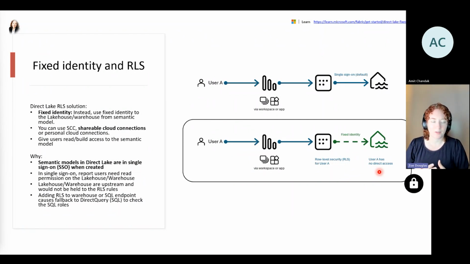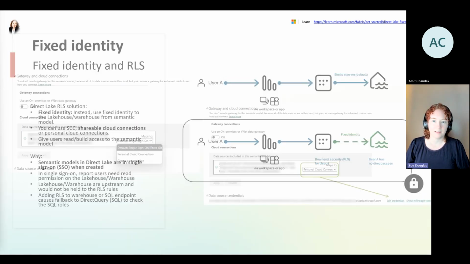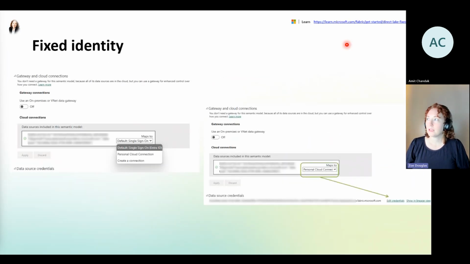So to keep the Direct Lake mode in the semantic model, you want to put that security at the semantic model. All right, so let's take a look at this fixed identity and how you do that. Again, this is all in the documentation as well. When you come into your settings on your semantic model, you'll see your cloud connections and it will say default single sign-on. You will get the option to create a personal cloud connection or to create a shareable cloud connection. So create a new connection, and Amit's going to demo that in his demonstration.